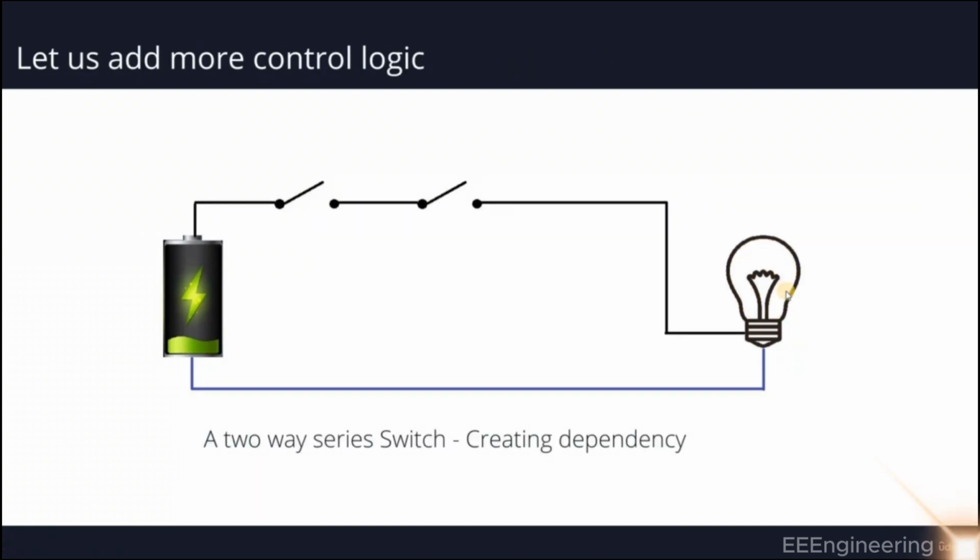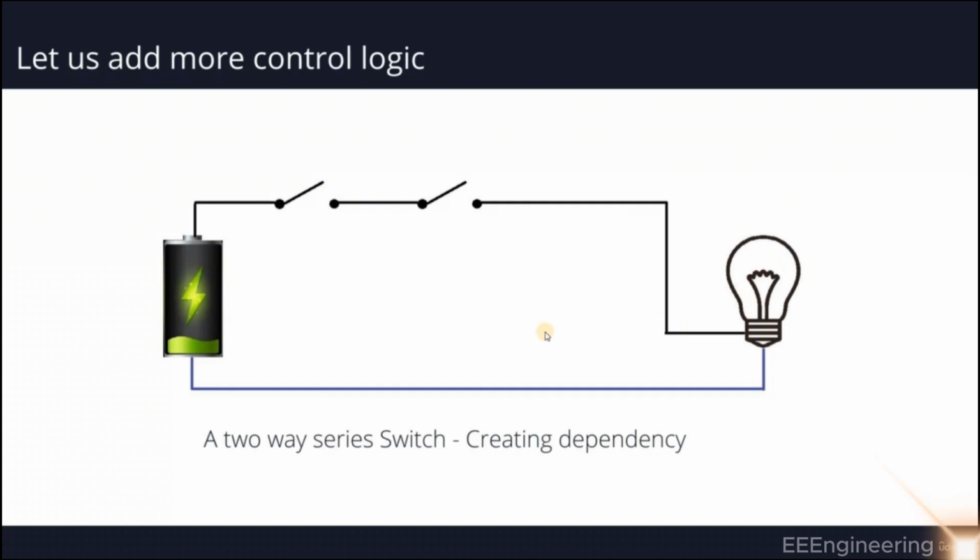Now let us complicate this circuit a little bit. Let us have two switches that will try to control this bulb. This is a two-way series switch. Why do we call it series? Because both switches are consecutive to each other. So, by closing one switch, the circuit is still open and I won't be able to light the bulb.